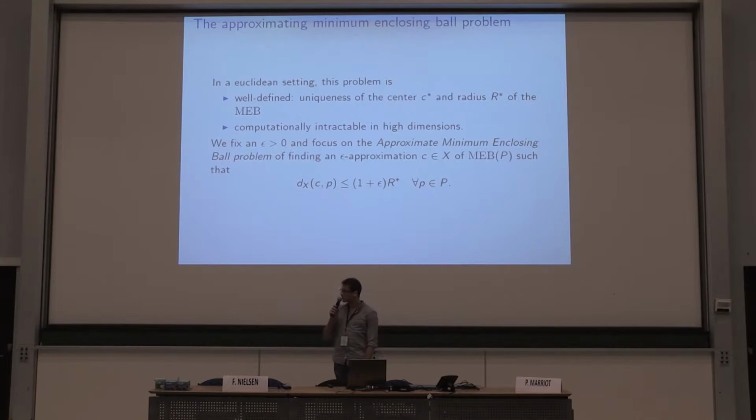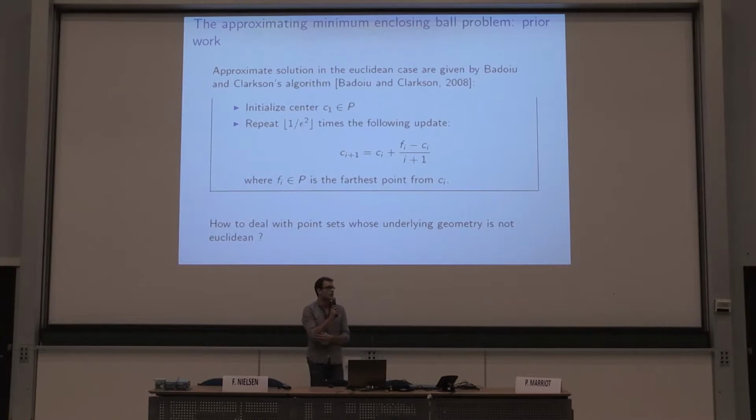Thus we relax the condition of wanting the best radius, and augment slightly the radius allowed. So we will search for 1 plus epsilon times R star balls. An approximate solution has been given in the Euclidean case, one being the Badoiu and Clarkson's algorithm, which consists in repeating the following procedure: we start with a point C belonging to the point set P, and just move towards the farthest point from C in order to get another center for the ball.